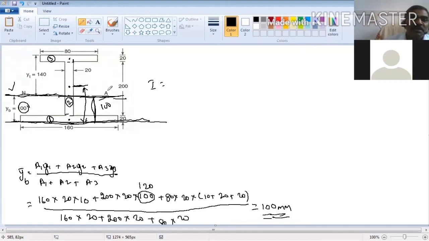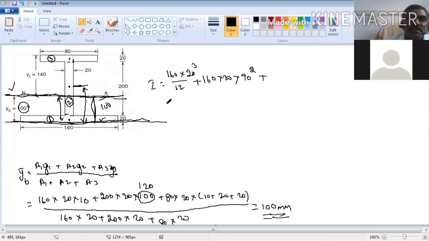Now first you put the BD cubed by 12. What is B? 160. 160 into D. D is 20. 20 cubed by 12. This is the moment of inertia of body 1 about its own axis. But we want to find the moment of inertia about this axis. Now you take this distance, then area into y square. 160 into 20 into what is this distance? We know the total distance is 100. 100 minus 10, then 90. 90 square.